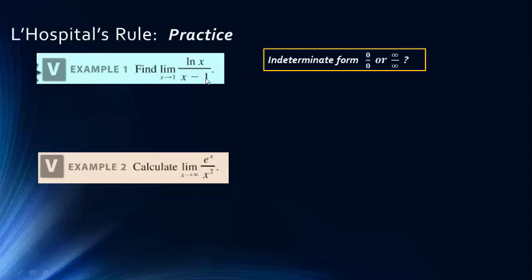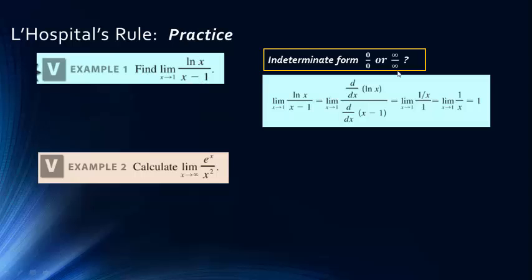1 minus 1 is also going to 0 as x goes to 1. So we have 0 over 0. We do have the indeterminate form. So we take the derivative of the numerator, take the derivative of the denominator.